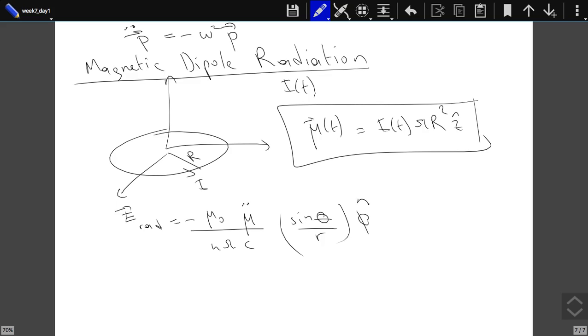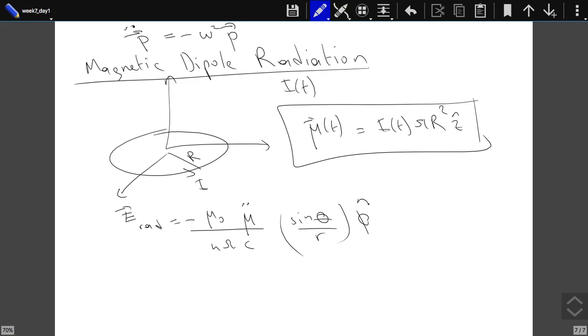It just looks like the previous case, more or less. There is this sine theta over r dependence. Of course, in the previous case, the electric field was in the theta hat direction and the magnetic field was in the phi hat direction, so here those two things are reversed. But the general behavior, that it depends on the second time derivative and on this factor sine theta over r, is common.